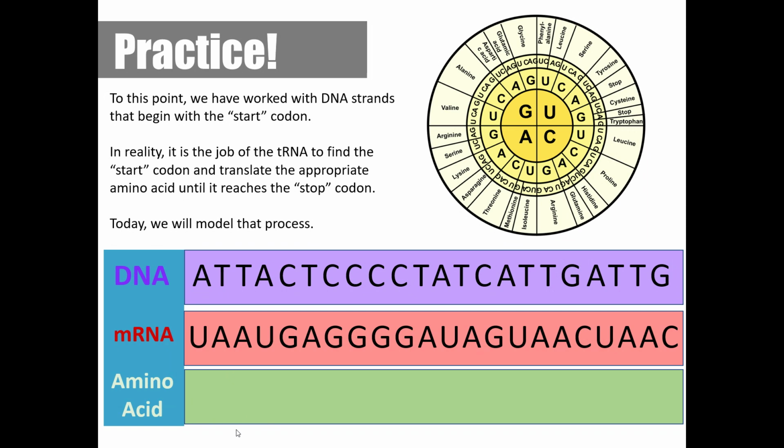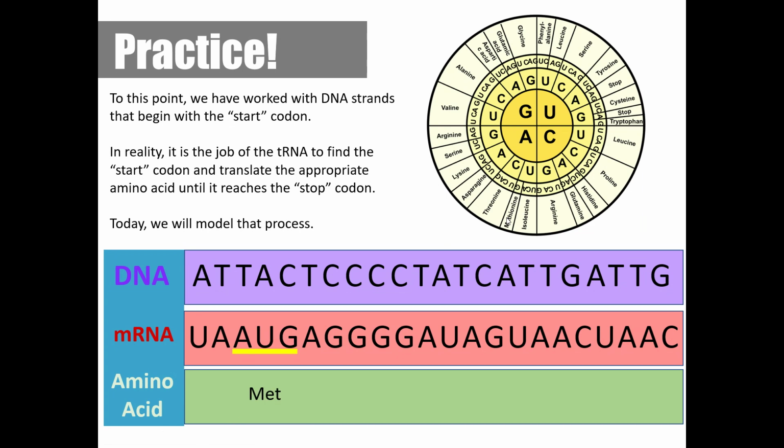Now, what we're going to do from here on out is model translation, and we're going to model what the tRNA molecule does. When the tRNA molecule is confronted with an mRNA molecule, it's going to read from left to right until we find the start codon, which is always methionine, and it's always going to be AUG. Okay, so we're reading our mRNA from left to right, and we can see that AUG is here. So this is going to let us know when we start. Using our codon chart, we'll find that AUG is our start codon, methionine.